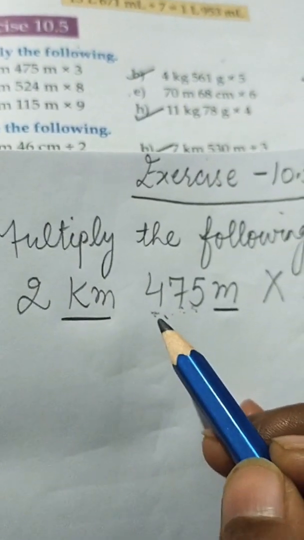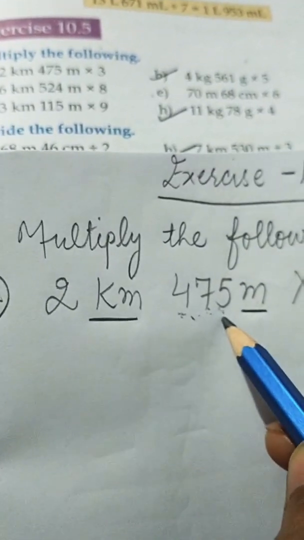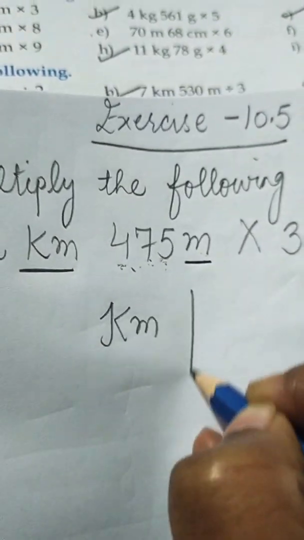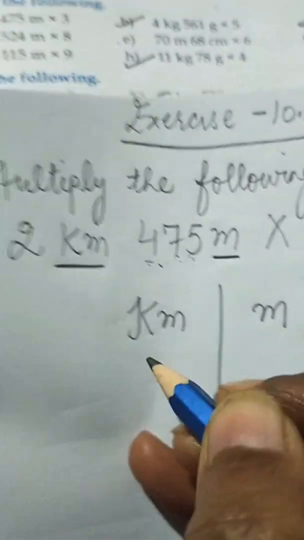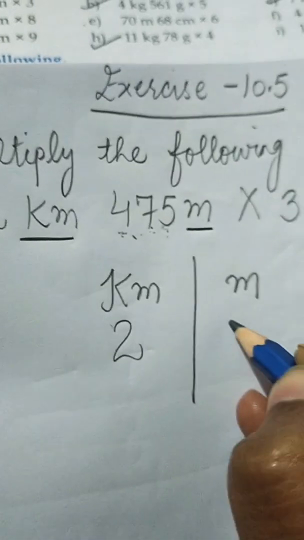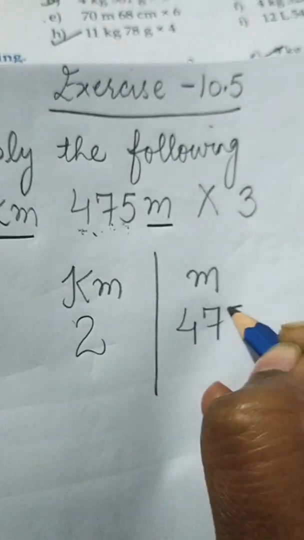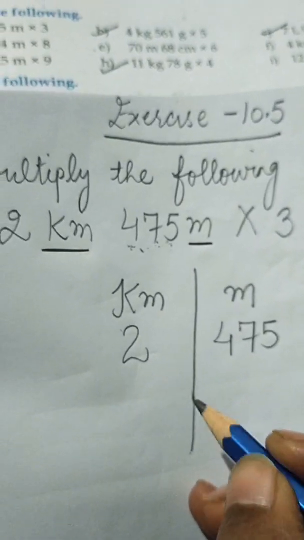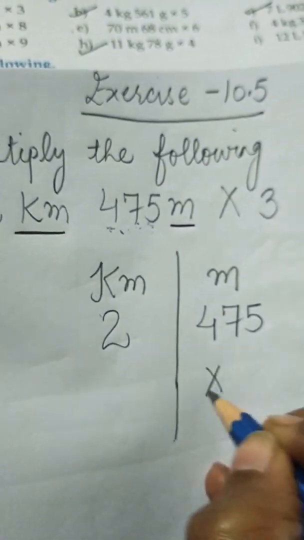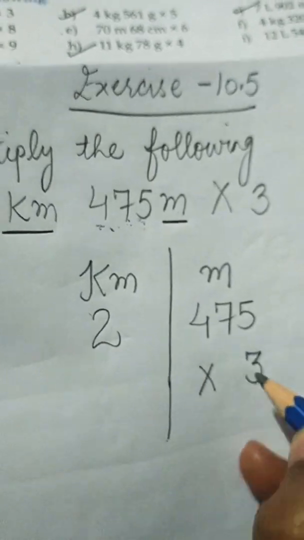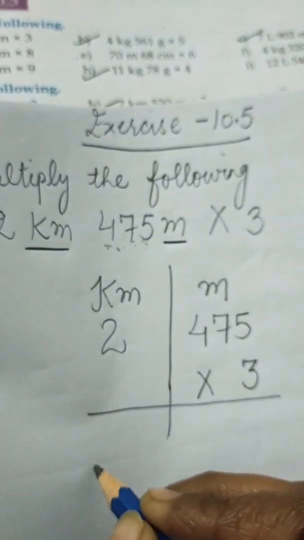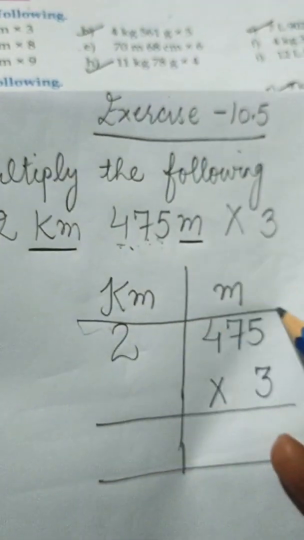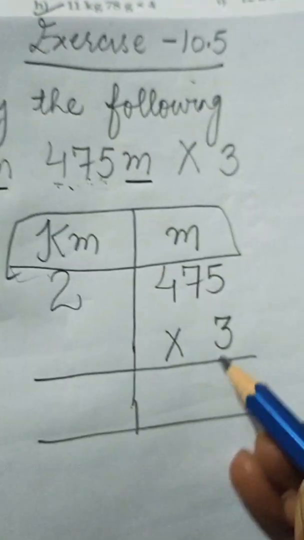digits by putting one 0 before the number. Yes, so here you can see in this sum the 3 digits are complete, so directly we can do the calculation. Here we will write kilometer and here we will write meter. In kilometer we will write 2 and here we will write 475. Yes, and after that we will do the multiplication, that is multiply by 3.